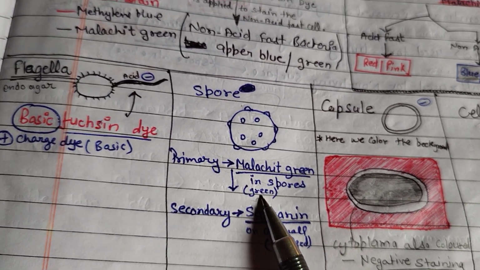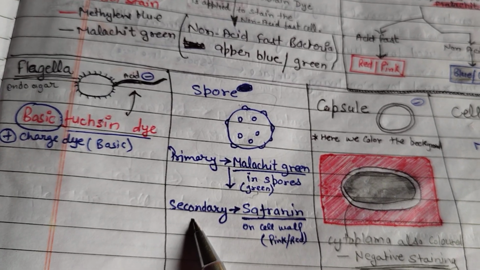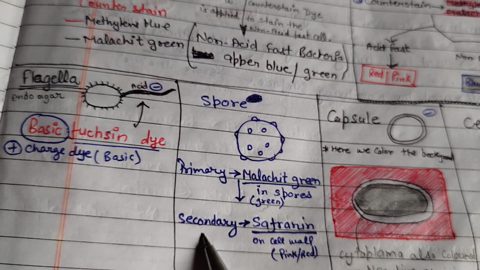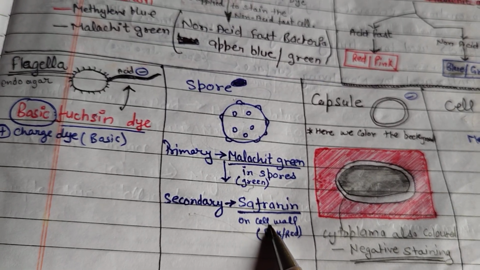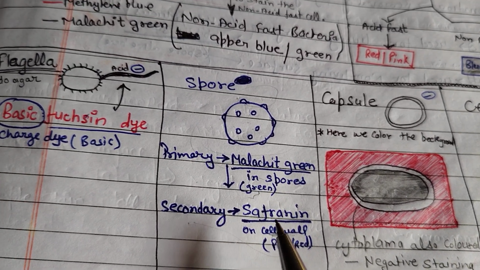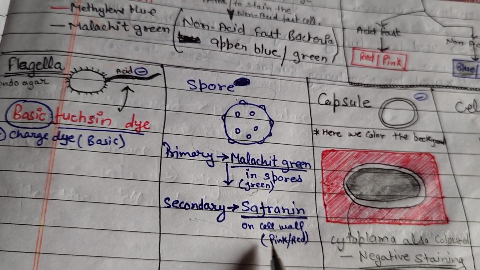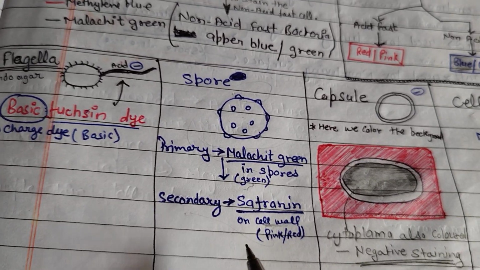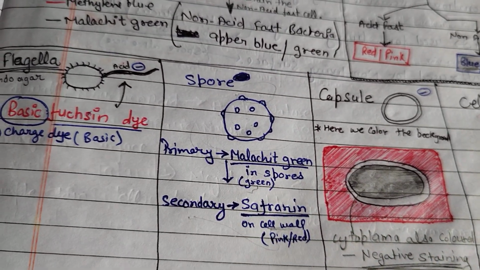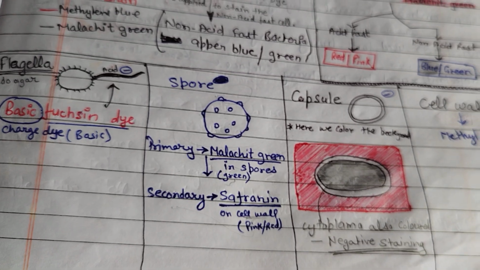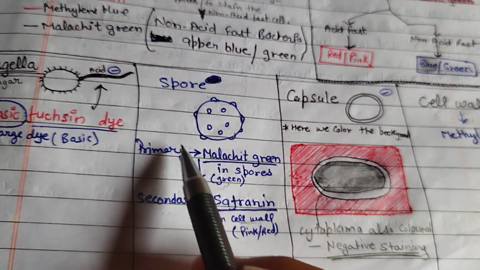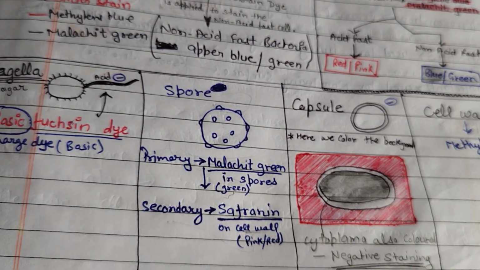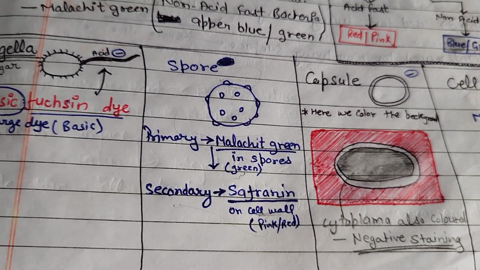It will give a green color. Then we want to use a secondary stain, right, and the secondary stain will be on the cell wall, and it will give a pink or red color. So when we see it in the microscope, we will find that spores will be in green color and the whole surface will be pink or red color. This is how we use it for spores.